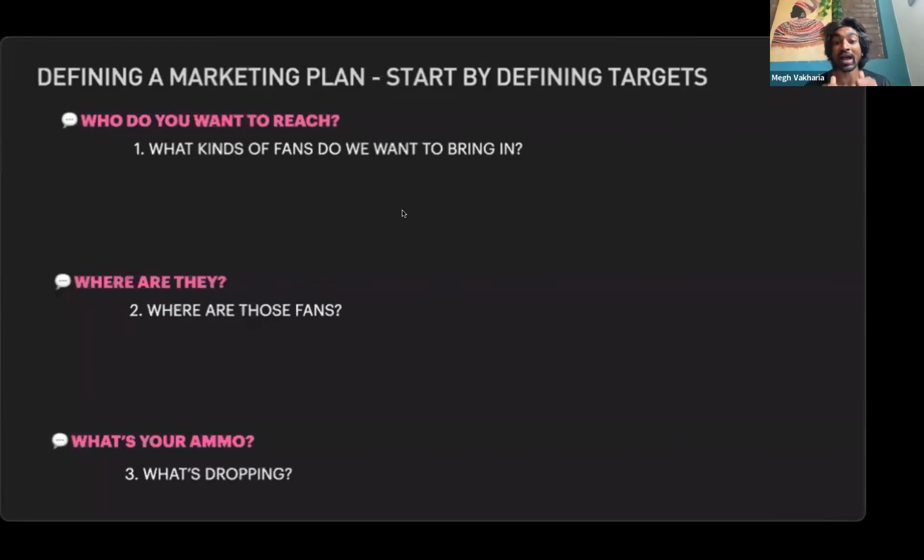Cool. So where do I usually start, right? So Nian, we'll start with you, right? Let's say Asian Americans, female demographic, ages 18 to 30. Who do you want to reach? We now know that. Where are they? How do we figure that out?